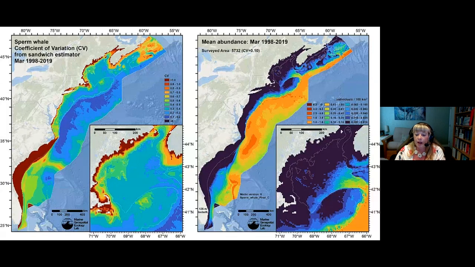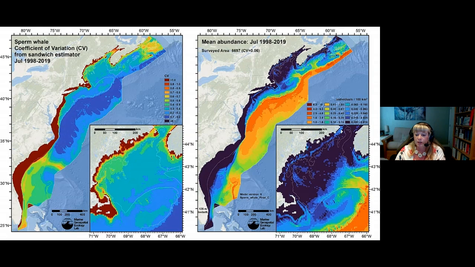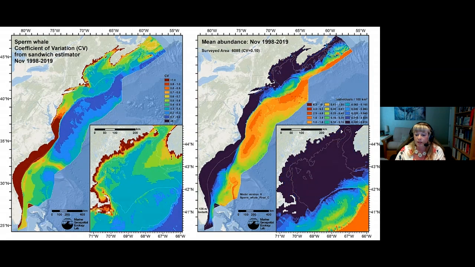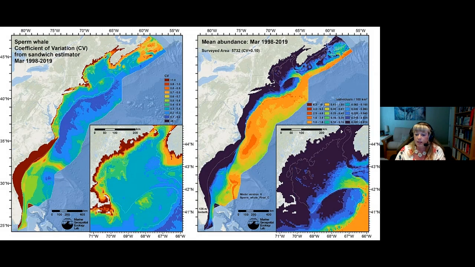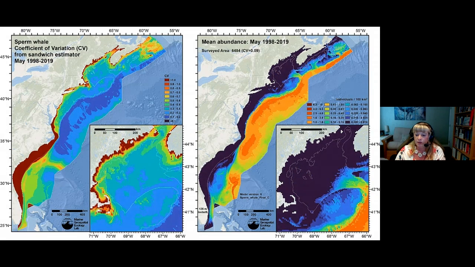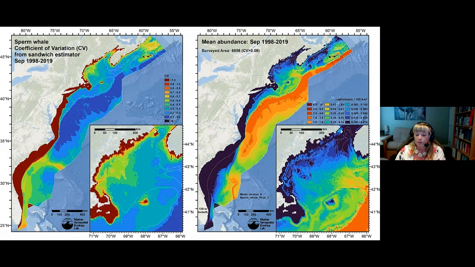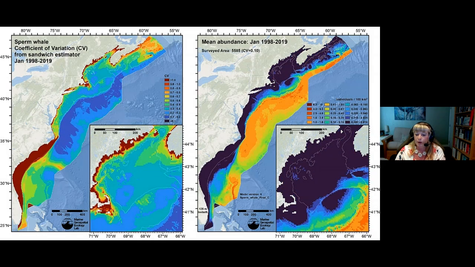So here I'll just play a monthly animation that shows the CVs on the left and abundance predictions on the right, so that we can visualize the changing monthly distribution of sperm whales that were predicted by the new model. And you can see that abundance increases as we're moving here into summer and early fall. At the same time, distribution seems to shift northward up into the Gulf of Maine in the spring.